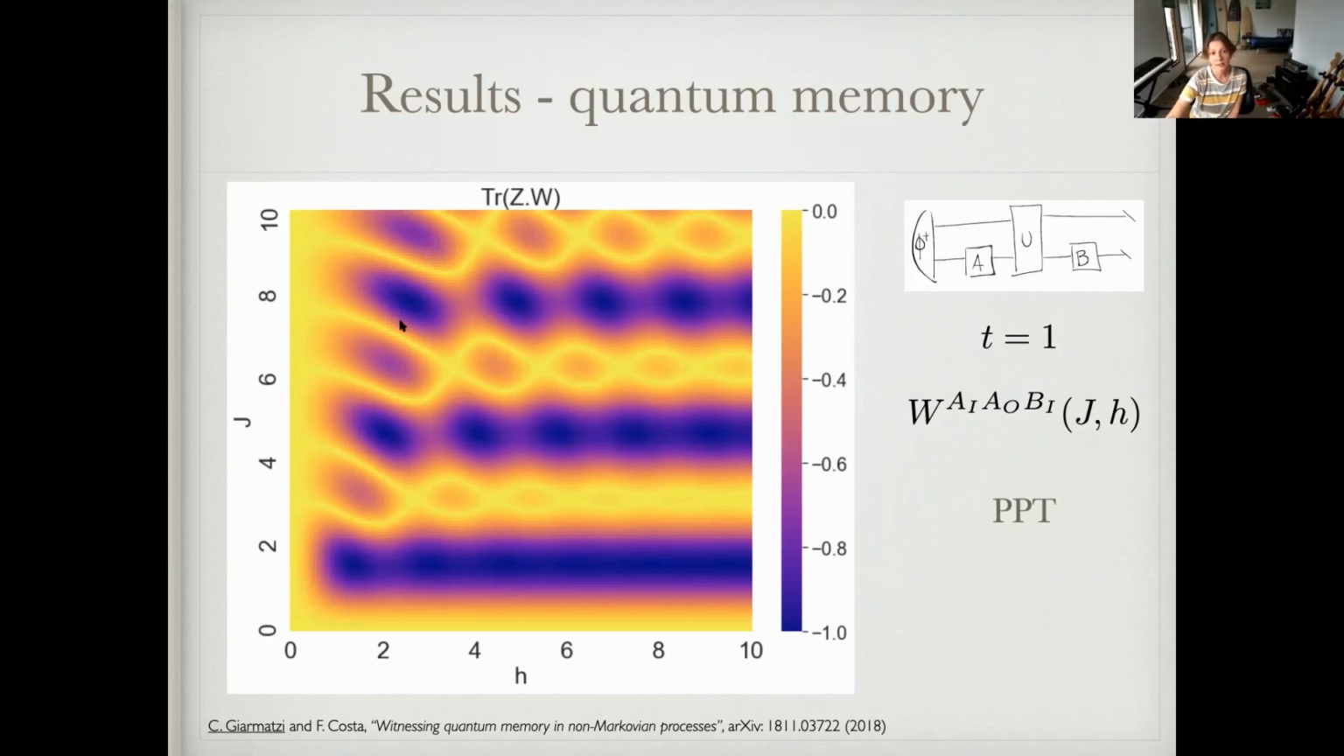So this means that every yellow part, entanglement was not detected. So a quantum memory was not detected. And this means that there could be a Markovian process or a process with classical memory.